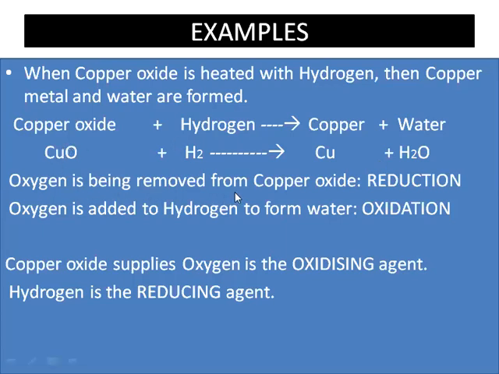Oxygen is seen removed from copper oxide to form copper, and this is the reduction process. Oxygen at the same time is added to hydrogen to form water, and the process is oxidation. The substance copper oxide, which supplies oxygen in the reaction, is the oxidizing agent. Hydrogen, on the other hand, is the reducing agent.